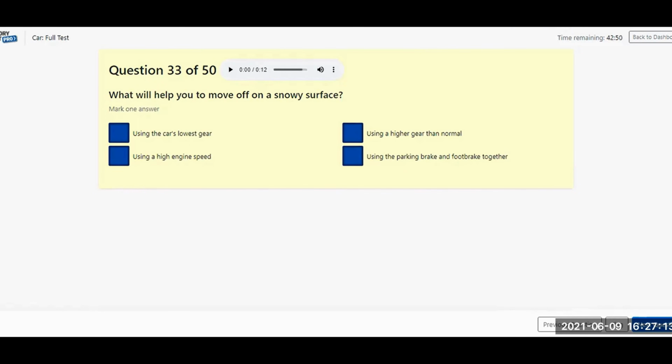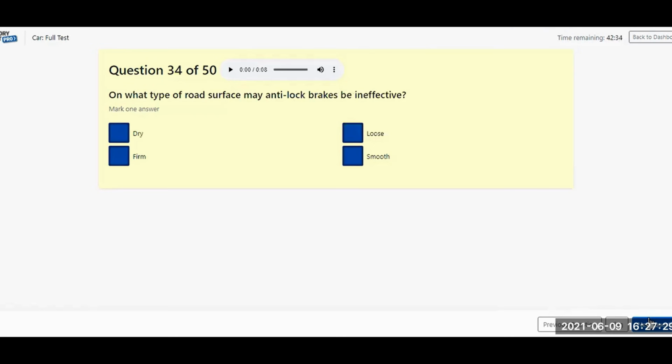What will help you move off on a snowy surface? Definitely, when you move off in second gear in the snow, it will help you to move easily on the snow or snowy surface or icy surface.